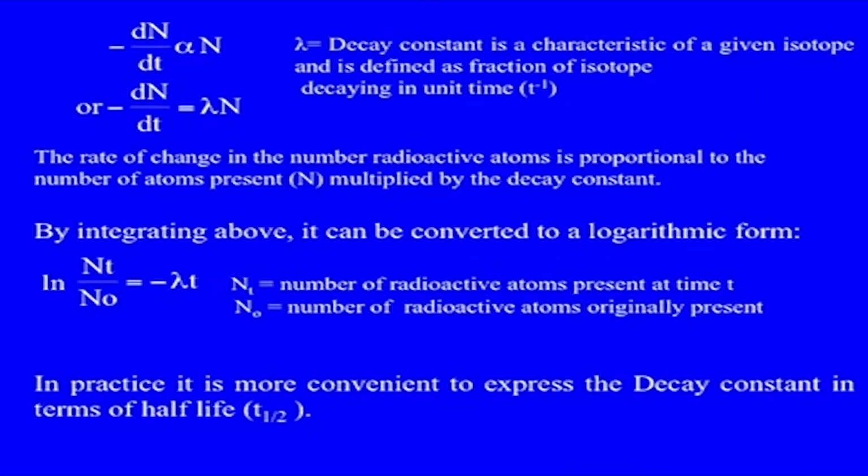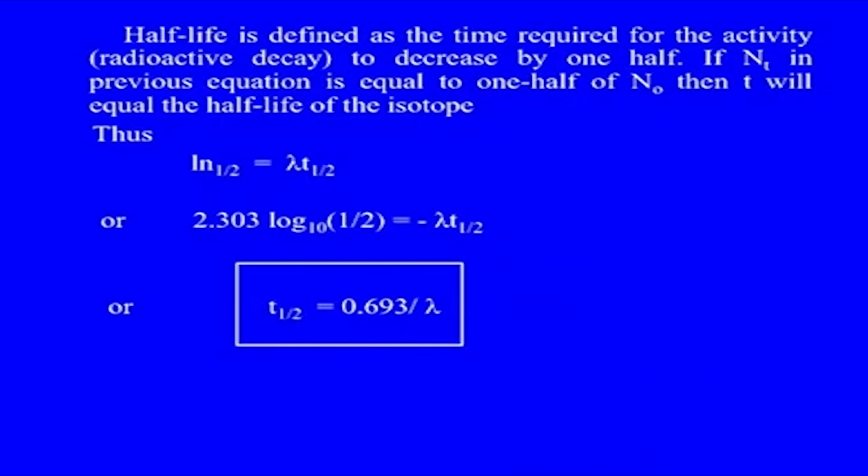Now, it is much easier to express the decay constant in terms of half life. We will see what half life is and discuss that. Half life is defined as the time required for the activity or radioactive decay to decrease by half. So, if N in the previous equation is equal to 1/2 of N0, then t will be equal to the half life of the isotope. Taking the logarithmic value, finally what you get is t half = 0.693/λ, where λ is the radioactive decay constant.